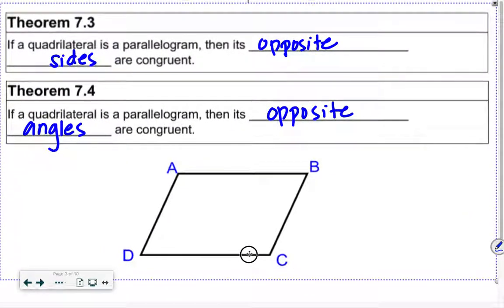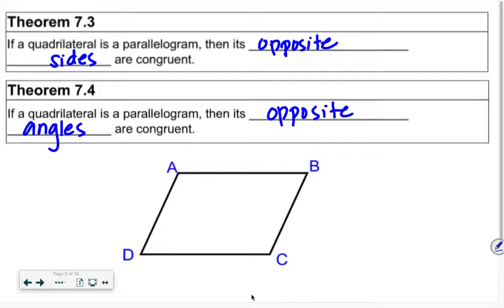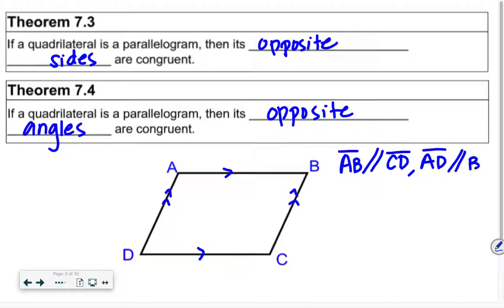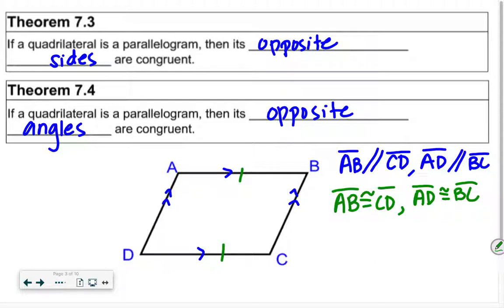Okay, so if these are my notes, I would just jot a few things down at the bottom here. You guys have a picture that looks like this. I'd probably put little parallel markings on mine. And write that AB is parallel to CD and AD is parallel to BC. Okay, there's the definition of a parallelogram. The opposite sides are parallel. The opposite sides are also congruent. So AB is congruent to CD. What does congruent mean? Same length, very good. And AD is congruent to BC. So they're parallel and the same length.